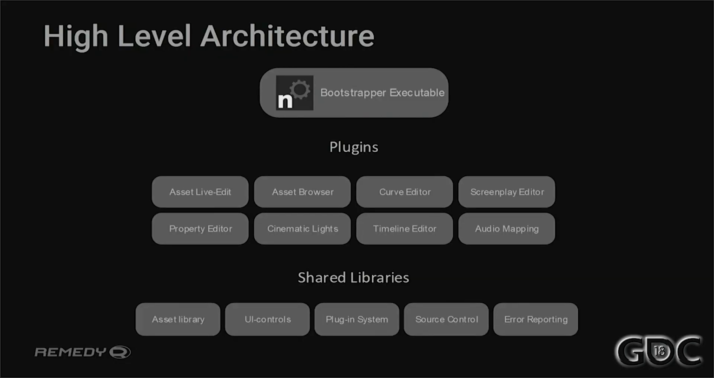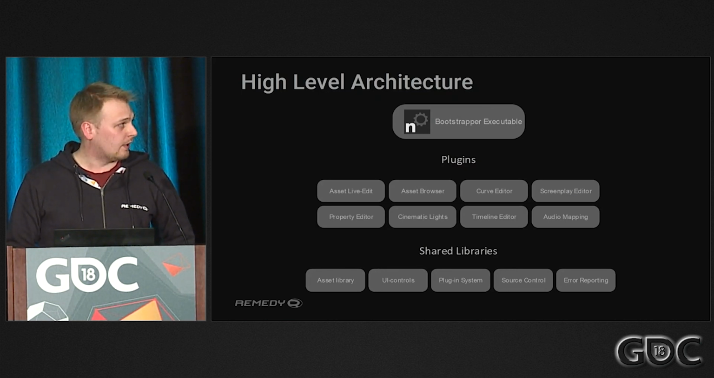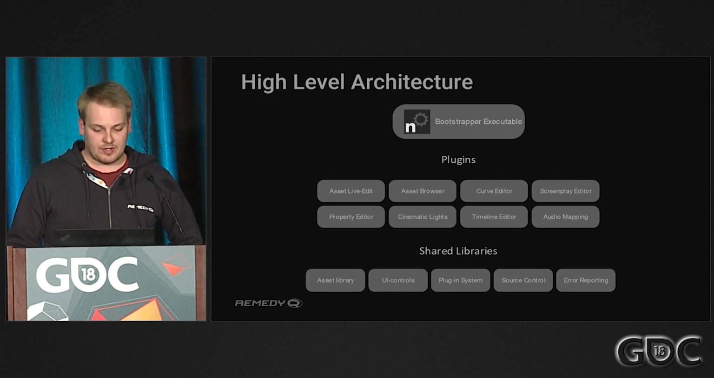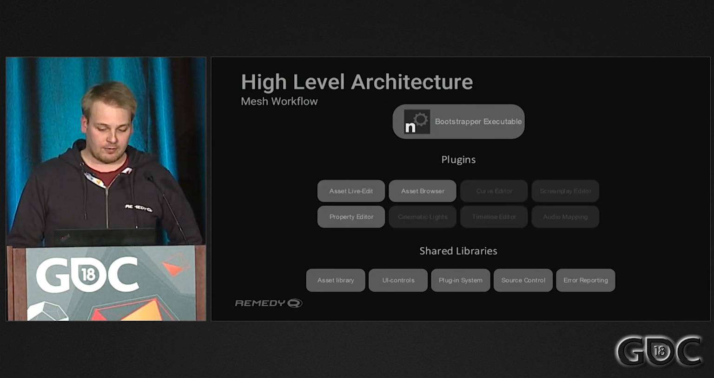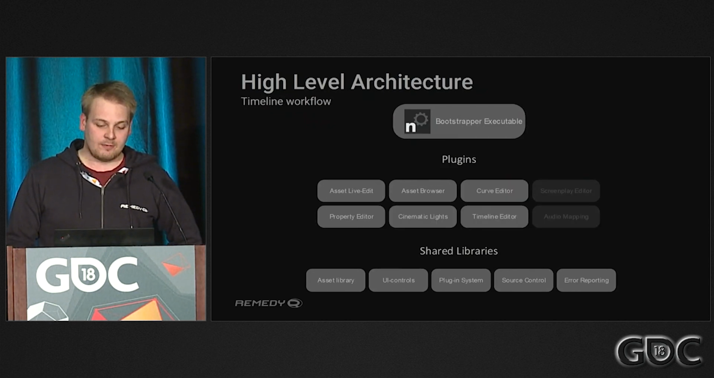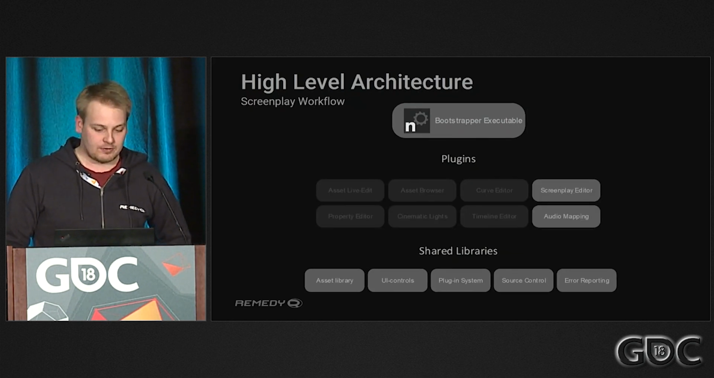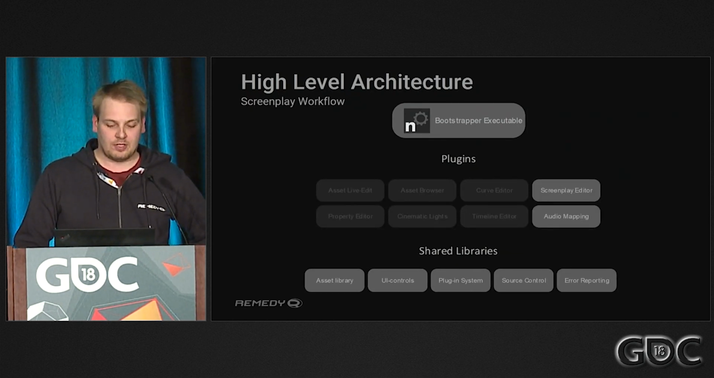So this is the high-level architecture we came up with for our .NET tools and the plugin system. There are shared C# libraries that can be used in different applications. There are different plugins providing different panels and background services. And finally, there is a simple bootstrapper executable that loads plugins for a given workflow based on a configuration file. For example, for mesh editing workflow, we loaded asset browser, property editor, and live editing functionality. For timelines, we also needed curve editor and timeline editor. And for screenplay workflow, we had completely different plugins.